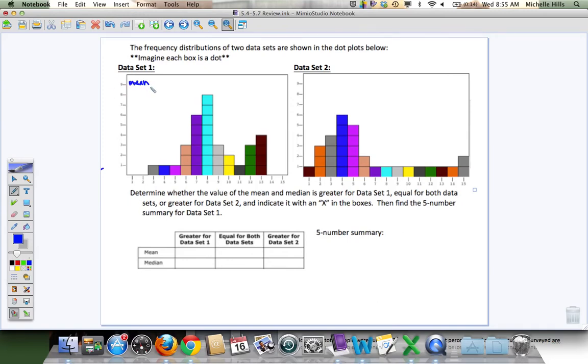Instead of just eyeballing. I can do some eyeballing here and figure out that it looks like data set 1 is going to be certainly greater for the median and the mean, but it doesn't hurt to actually find those values to verify that. The more data you have and the more that you base your answer on actual numbers and values, the better you are.